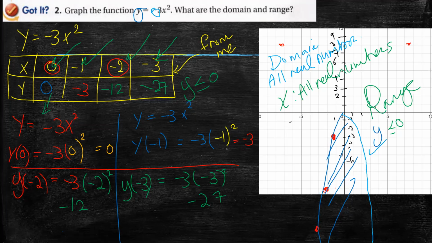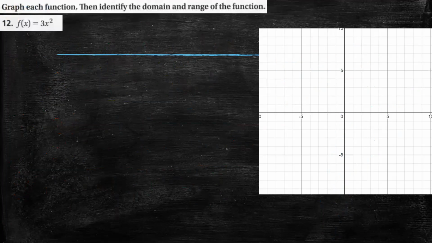Let's do another example. Do you have any problem for this one? No, teacher, thank you. Okay, you're welcome. Let's do this question now. Graph each function, then identify the domain and the range of the function. Look at this one here. f of x equal 3x squared. The same steps. Make a table.